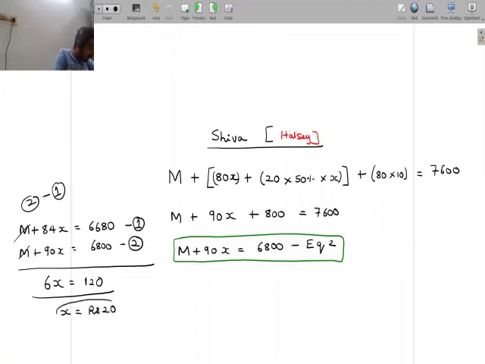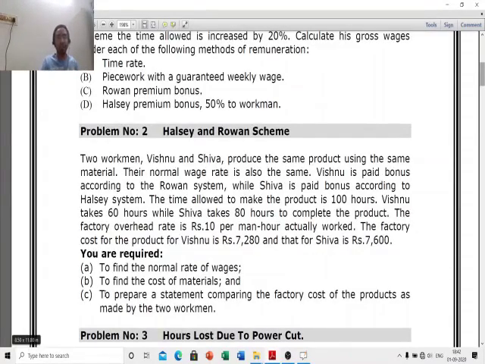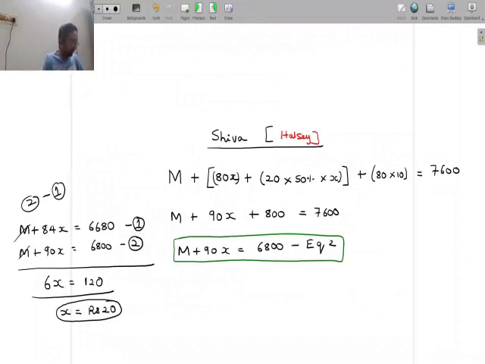So what is x? X was the variable that we assigned for the time rate. In fact, that is what we are supposed to be calculating to address the first part of the question here. So once we get x here, let me call this the normal hourly rate. So this is the normal hourly rate.